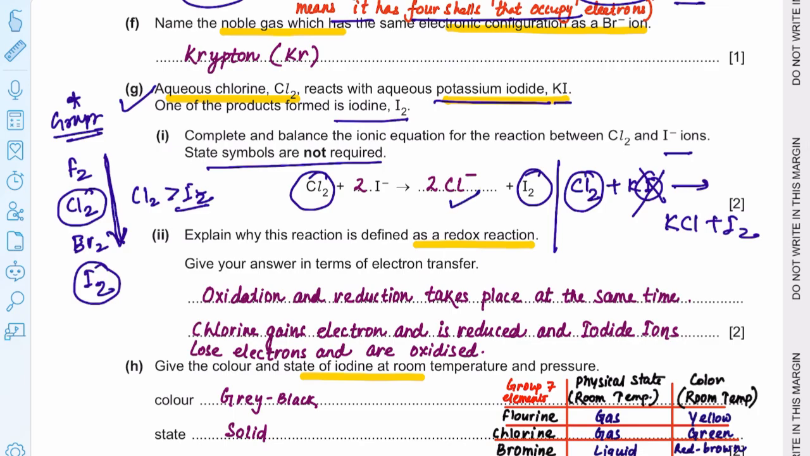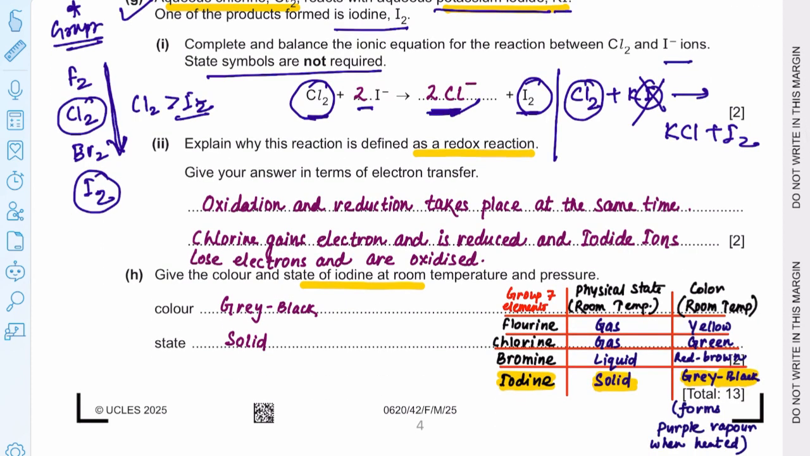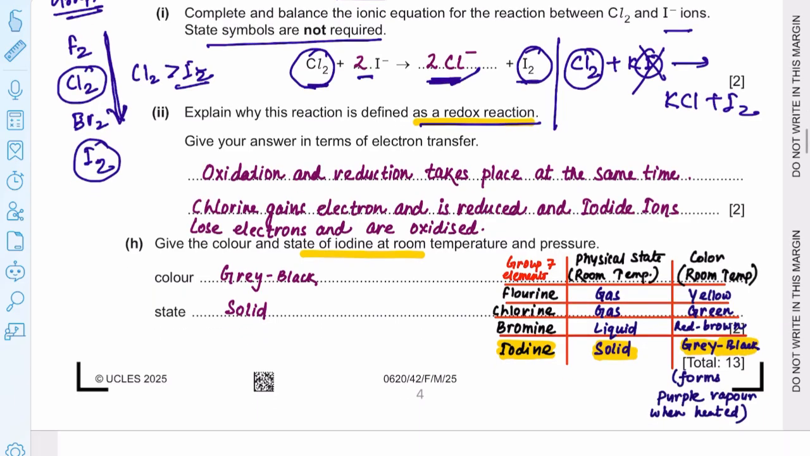And you can see your balance. Here we have Cl2, so I'll put 2 chloride, and this is I2, so we can put 2 iodide ions.